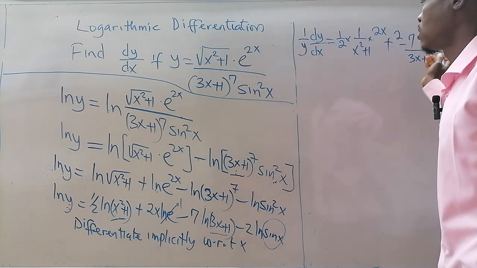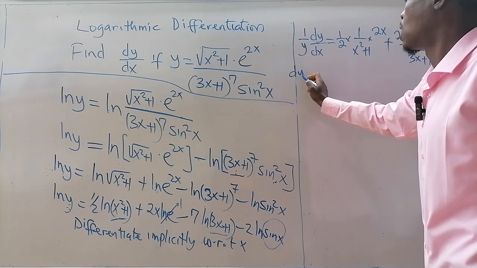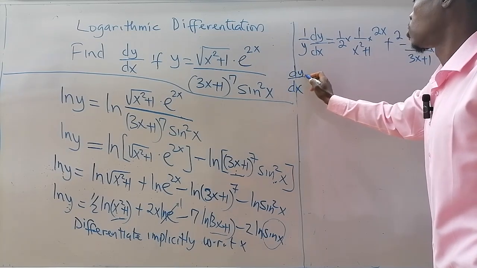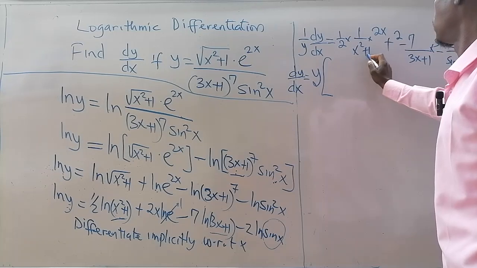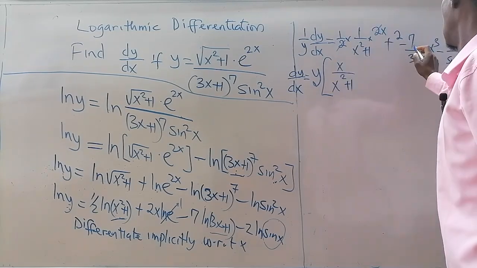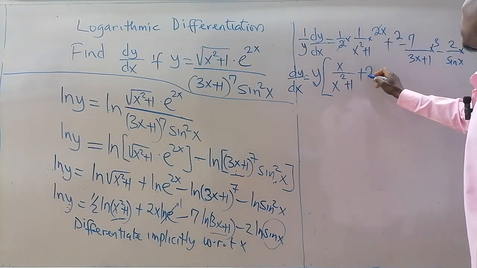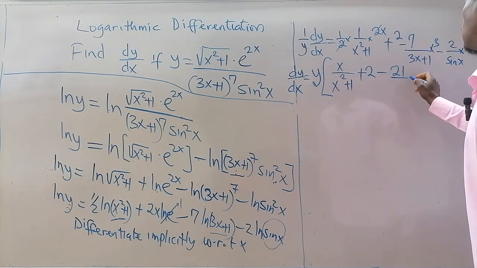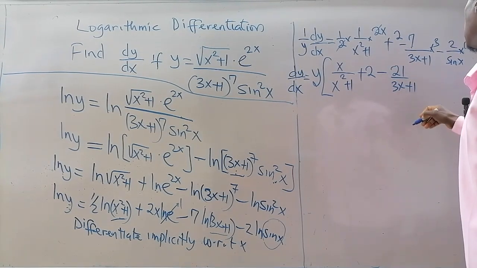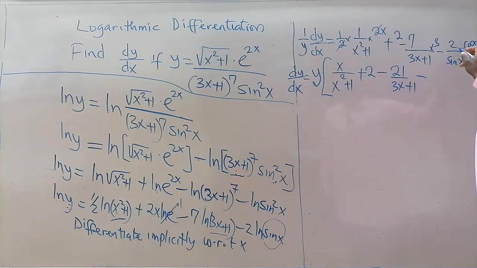So your dy/dx is going to be equal to y. Then you open your brackets. This one, the 2 here, we cancel. This one, that's a plus 2 here. Here we have minus 7 times 3, 21 over 3x plus 1. And then minus, this will give you cos over sine, that's 2 cot x. So you close the brackets.